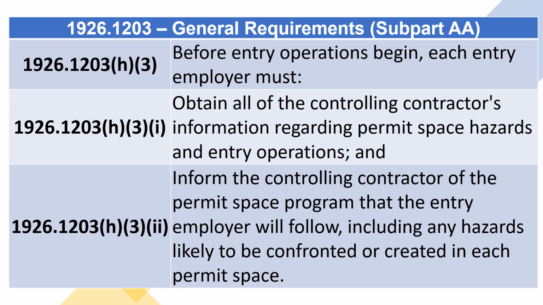1926.1203(h)(3). Before entry operations begin, each entry employer must: 1926.1203(h)(3)(i) through (h)(3)(ii). Obtain all of the controlling contractor's information regarding permit space hazards and entry operations, and inform the controlling contractor of the permit space program that the entry employer will follow, including any hazards likely to be confronted or created in each permit space.